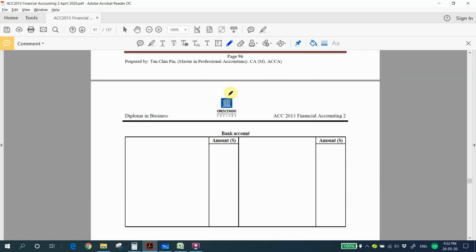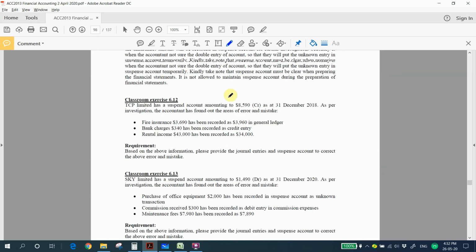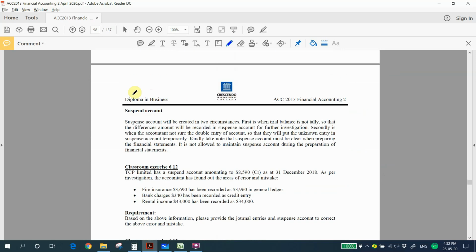And let's continue. We still have a small portion to finish. This section is talking about suspense account. So what is a suspense account? A suspense account will be created in two circumstances. The first is when your trial balance does not tally, so the difference amount will be recorded in your suspense account for further investigation. The second situation is when the accountant is not sure of the double entry of the account, so they will put the unknown entry in the suspense account temporarily.